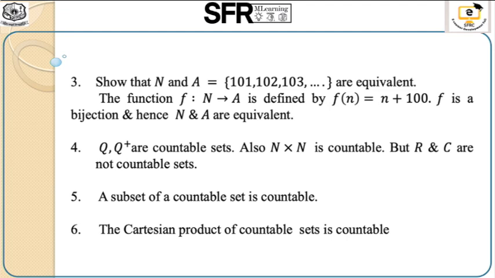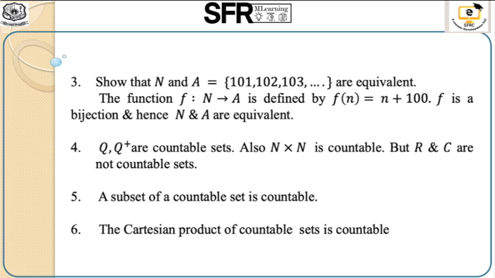Every element in A has a pre-image in n. It can be found by the relation f of x equal to y. That means x plus 100 equal to your value y. Then finding the x value, that means y minus 100. Therefore, for 101, the pre-image will be 1. For 102, the pre-image will be 2 and so on.